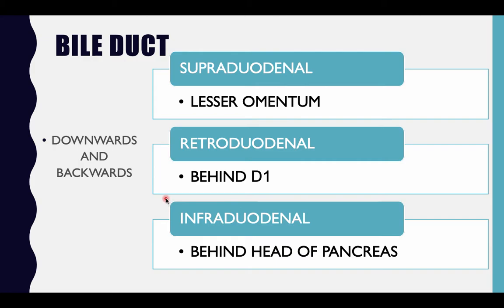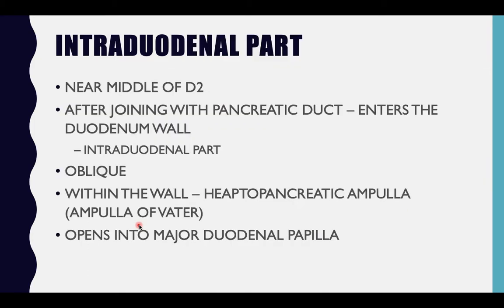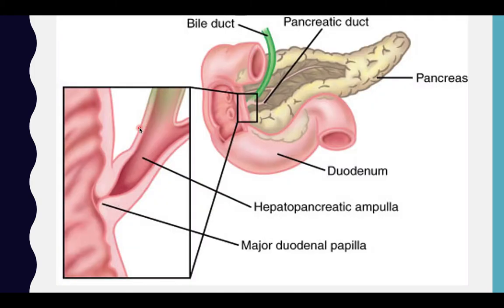The last part is known as intraduodenal. Intra, don't confuse, intraduodenal or intramural part. That is a very small portion of the bile duct which is seen in the walls of the duodenum. That we'll see later. First we'll see each part of the bile duct and their relations.